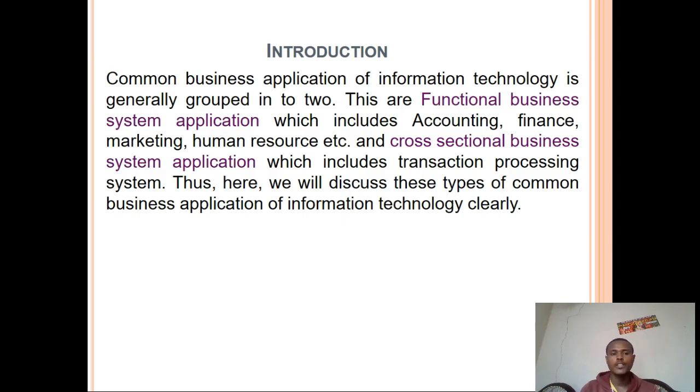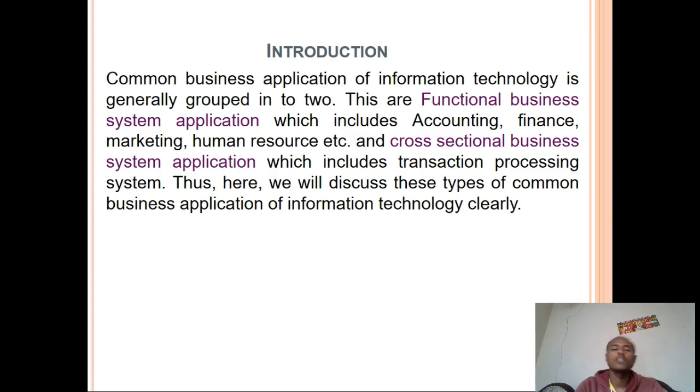As an introduction, we are going to see the common business applications in two groups. These are functional business system applications, which include accounting, finance, marketing, human resource, and so on, and cross-sectional business system applications, which include transaction processing systems. Thus, here we will discuss these types of common business application areas.